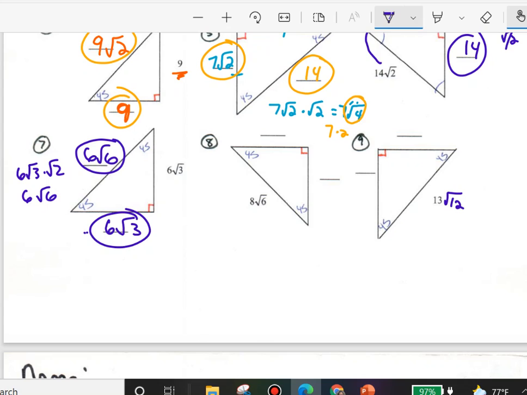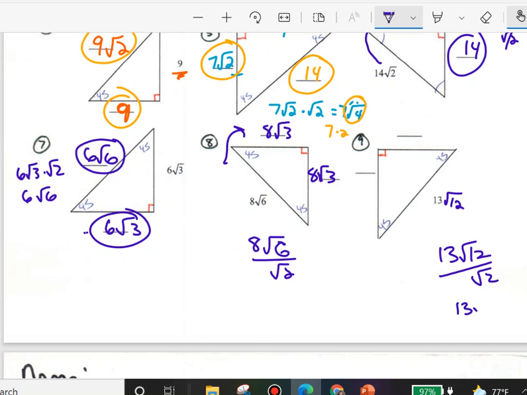For number 8, we have to go backwards. So we're going from the bigger one to the smaller one. The bigger one to the smaller one means we're going to divide. This is going to be 8 root 3. The legs are the same. And then for the last one here, number 9, we're doing 13 root 12 divided by root 2. That becomes 13 root 6 for both.